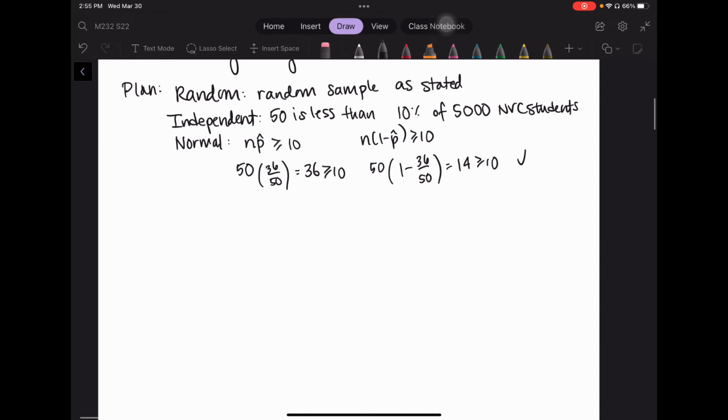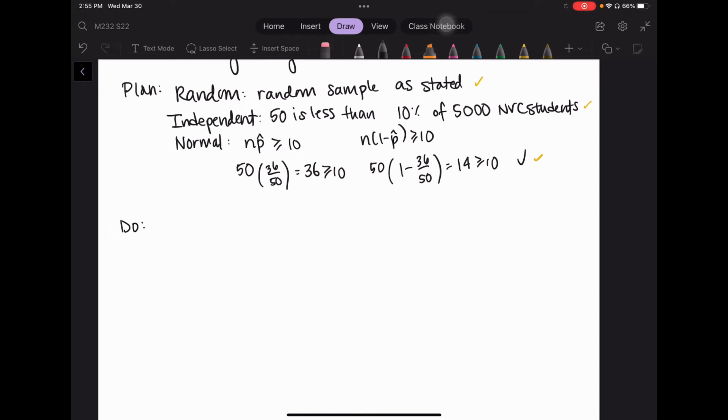Now let's verify that we have done everything we need in this plan portion. We've checked the random condition, we've checked the independent condition, and we've checked the normal condition with both successes and failures by showing the numbers. Now we can move on to the do, and this is where we use StatCrunch.